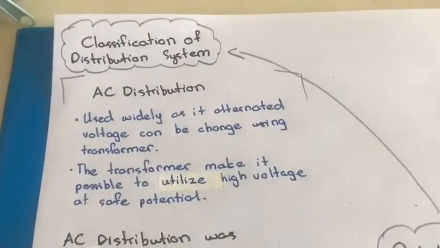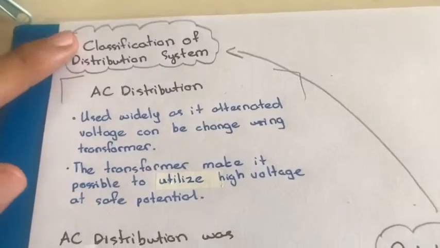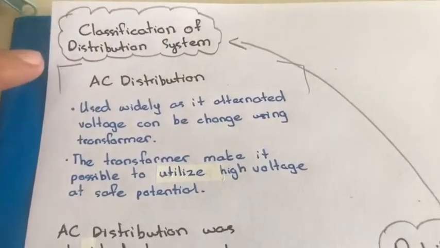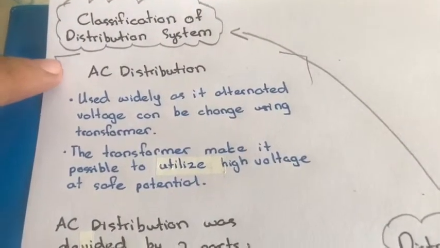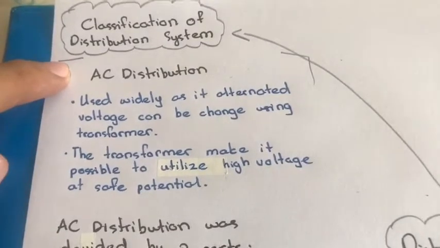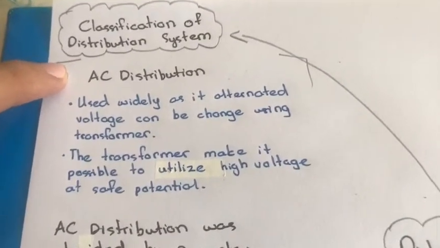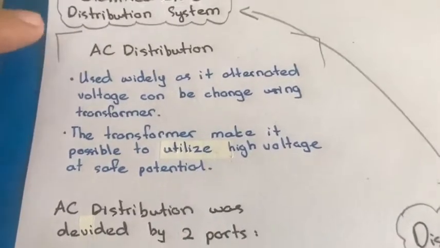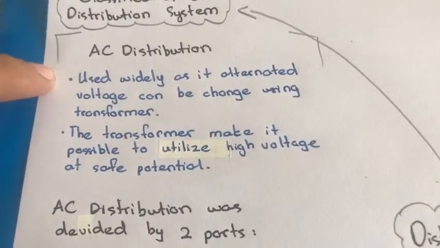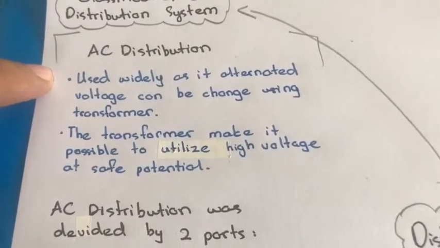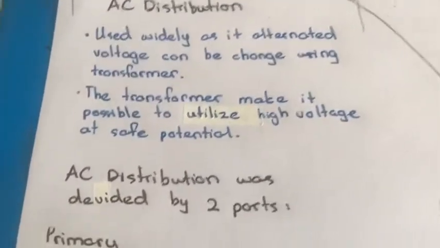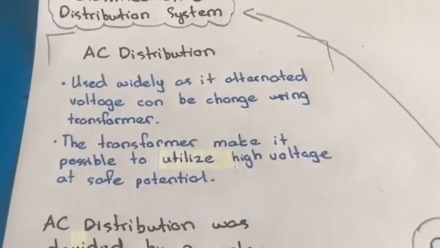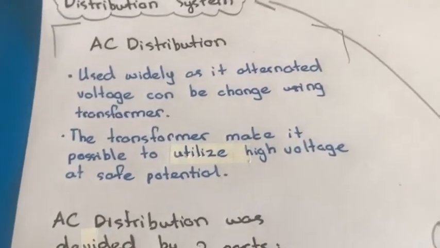For the next subtopic, I'm going to present about the classification of distribution system. There are two types of distribution system, which are AC distribution and DC distribution. But nowadays, AC distribution is commonly used because it is used widely, as its alternating voltage can be changed using a transformer. And the transformer makes it possible to utilize high voltage at safe potential.